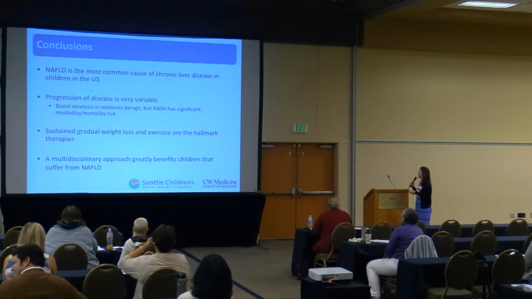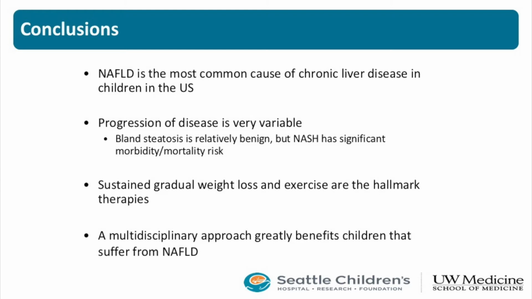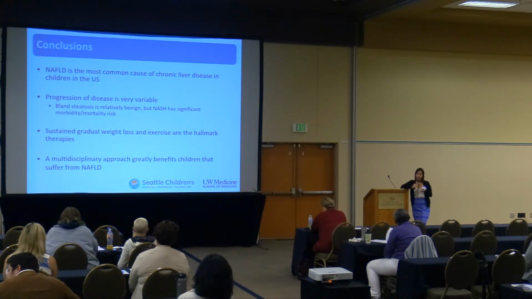So in summary, fatty liver is the most common cause of chronic liver disease in the US and also in Europe. We don't know what triggers them from fatty liver or bland steatosis to hepatitis. You need to get them to lose weight, and they benefit from a multidisciplinary approach, and that's what we're able to provide for them in Seattle.